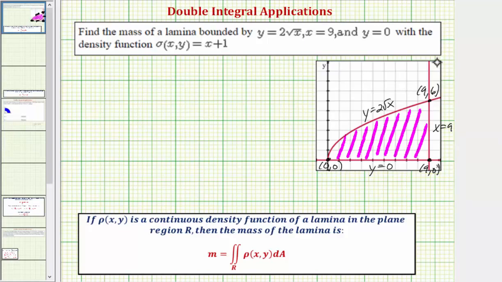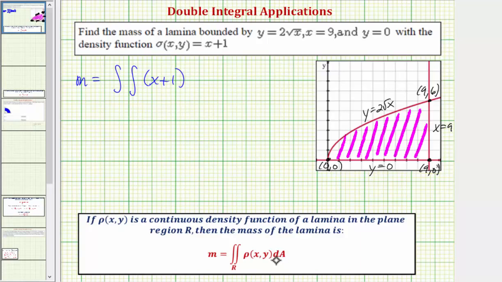This is a fairly straightforward question because if rho of x, y is a continuous density function of a lamina in the plane region R, then the mass of the lamina is equal to the double integral over the region R of the density function. So in this case, we have the mass m is equal to the double integral. The integrand function is going to be rho of x, y, which is x plus 1.